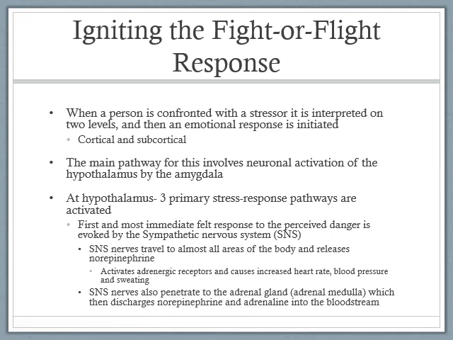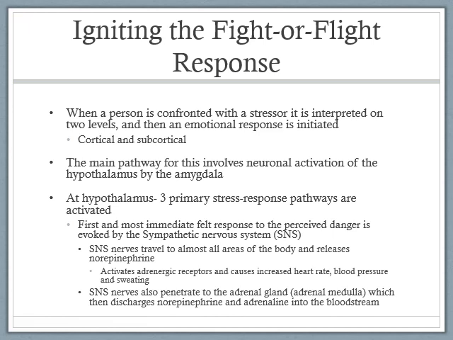The main pathway for this involves neuronal activation of the hypothalamus by the amygdala. So we just talked about what the role of the amygdala is. It tells you what is the perceived danger. At the hypothalamus, there are three primary stress response pathways that are then activated. The first and most immediate felt response to the perceived danger is evoked by the sympathetic nervous system.